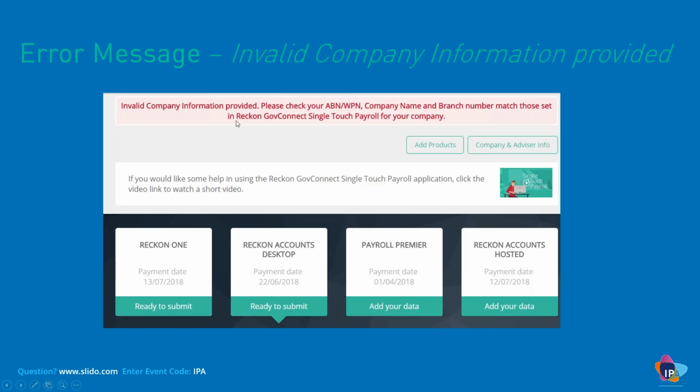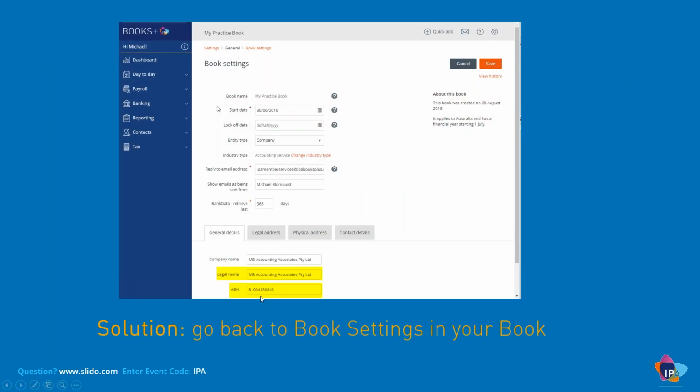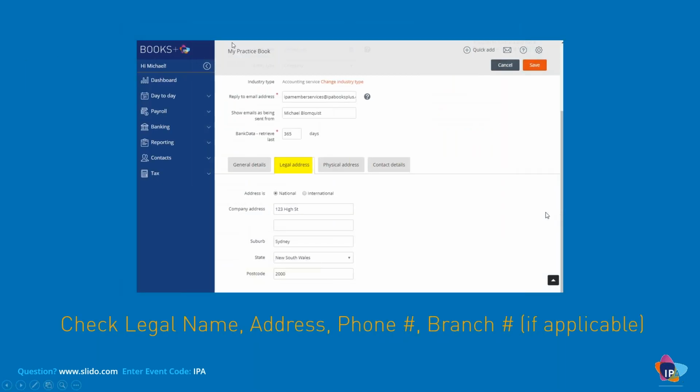Another one you might get is invalid company information provided. What to do there is go back into your book and make sure you've got the correct legal name in there, and try again. Make sure you also have the correct address as it appears on the ABN register.